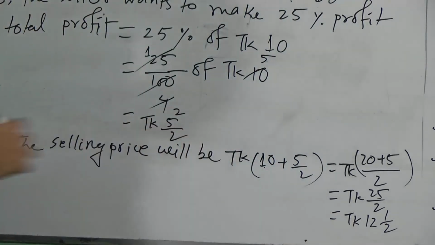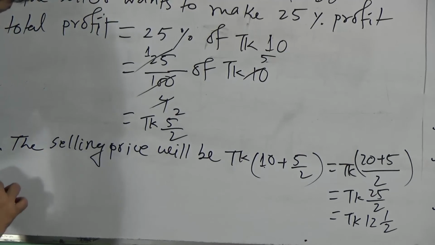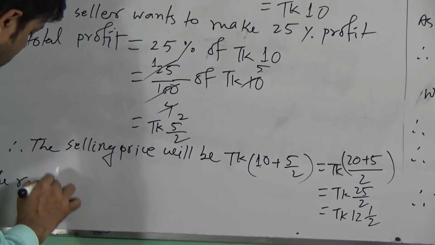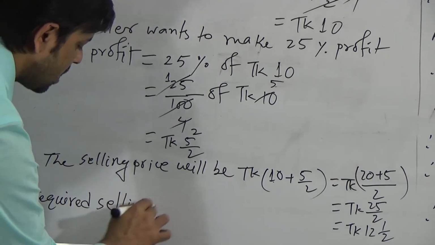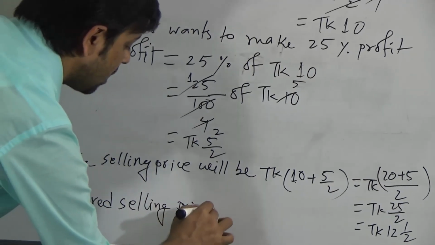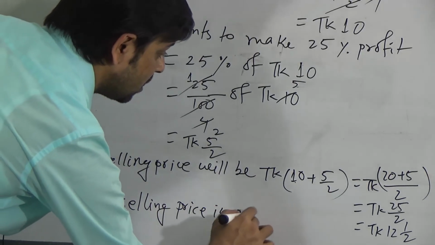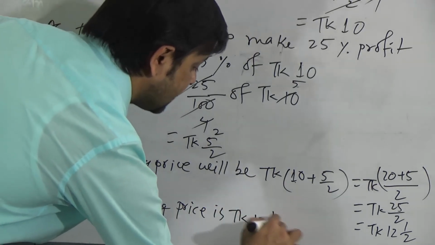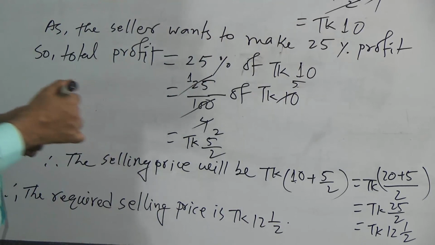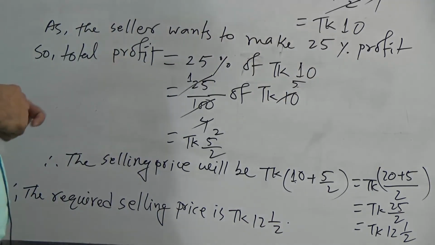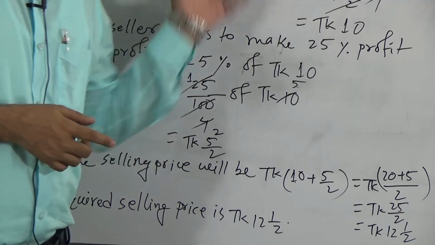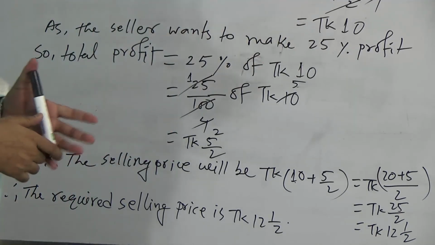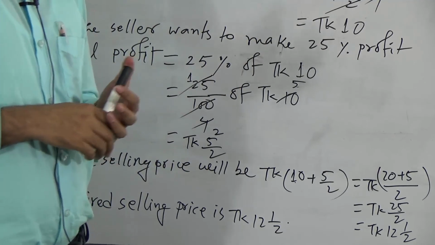So this is the required selling price. So we can write the required selling price is taka 12 integer 1 by 2. This is our answer for question C. Dear students, I hope you have understood the total solution of creative question 19 from exercise 2.1.